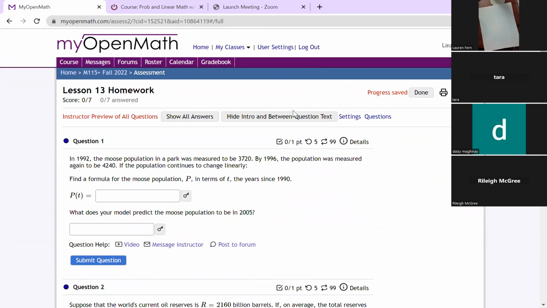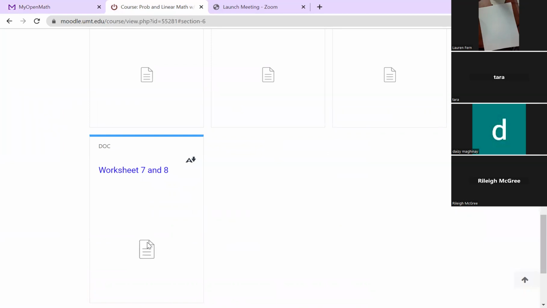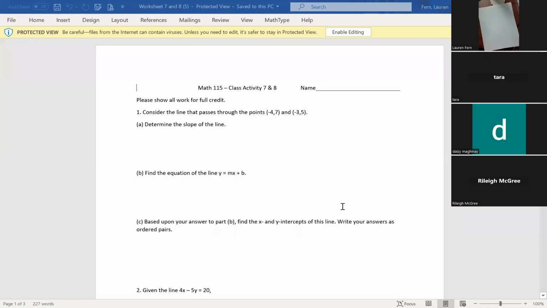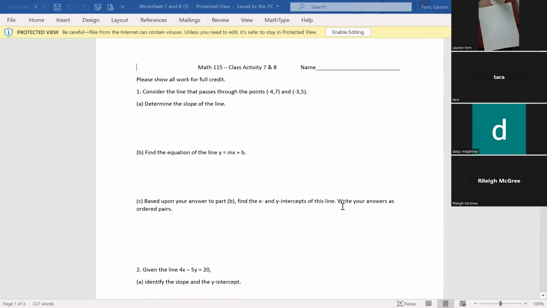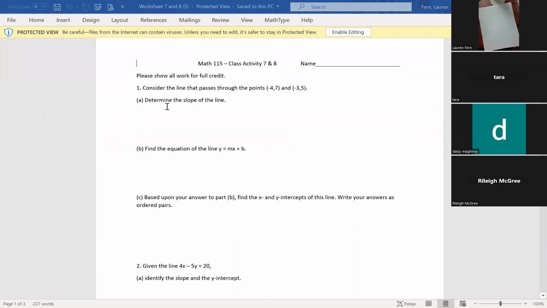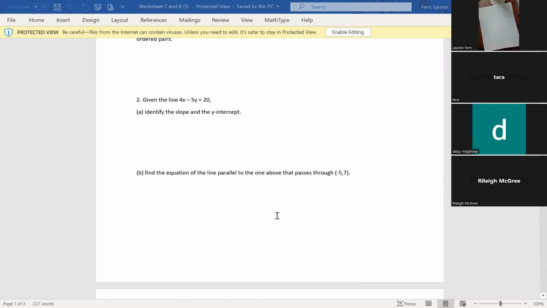Again, don't forget that on the Moodle page, we have this worksheet 7 and 8, and actually I'm going to bring that up. Let me go here just to show you this worksheet that you have. I'll bring printed copies on Monday, but notice, find the slope of the line containing 2 points, find the equation of the line, find your x and y intercepts. Okay, this is lesson 12.